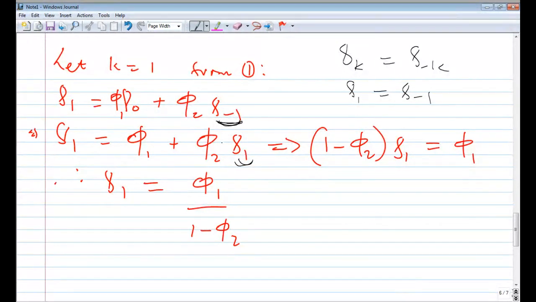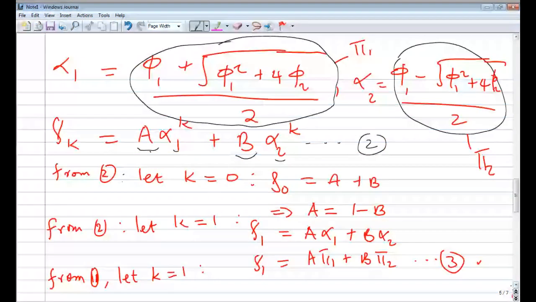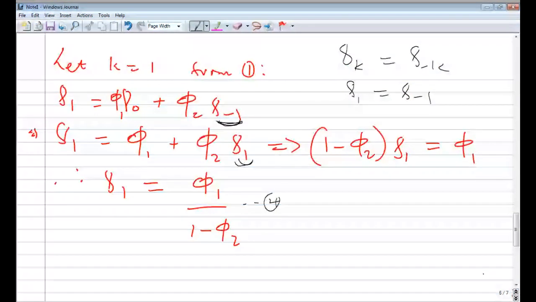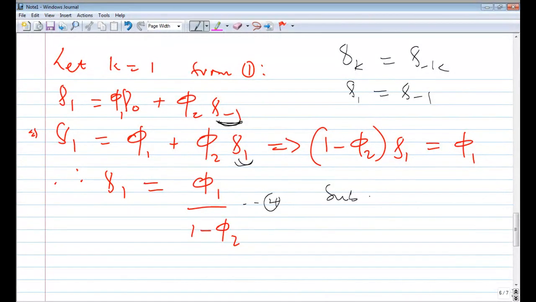Any question before we proceed? So now we can substitute this one. Can I call it equation number 4? Yes, equation 4. Substitute equation 4 into equation number 3. What do you get?